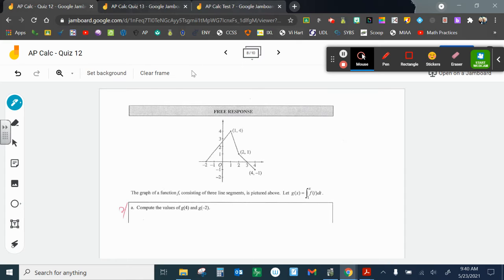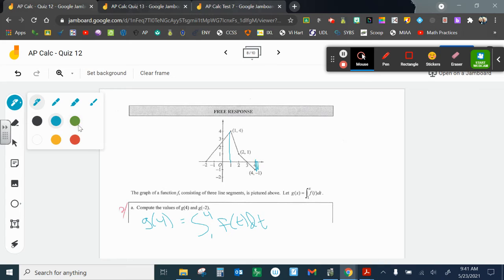All right, so now compute the values of g of 4 and g of 2. So we're just going to do the area under the curve. So g of 4 is the integral from 1 to 4 of f of t dt. So I'm starting at 1, and I'm going all the way over to 4. The nice thing I notice is this little 1x1 triangle is going to offset with this 1x1 triangle. So that's going to cancel out. So the only thing I have to worry about is this trapezoid.